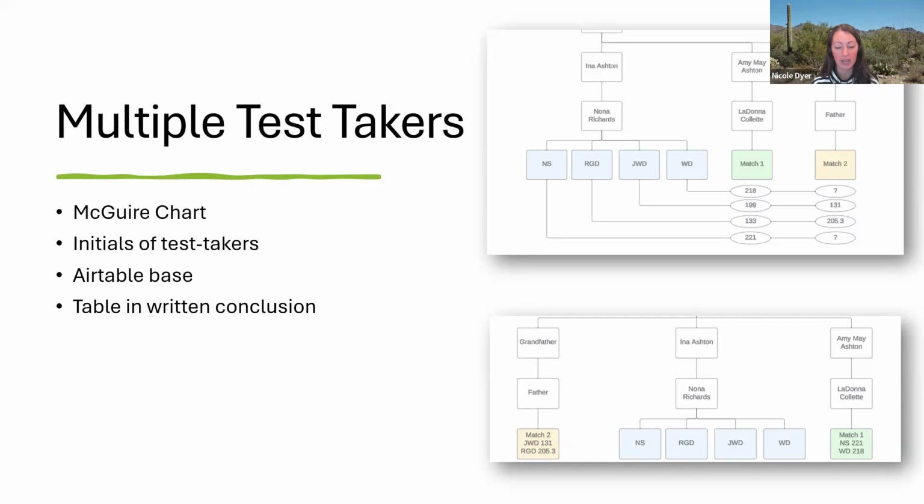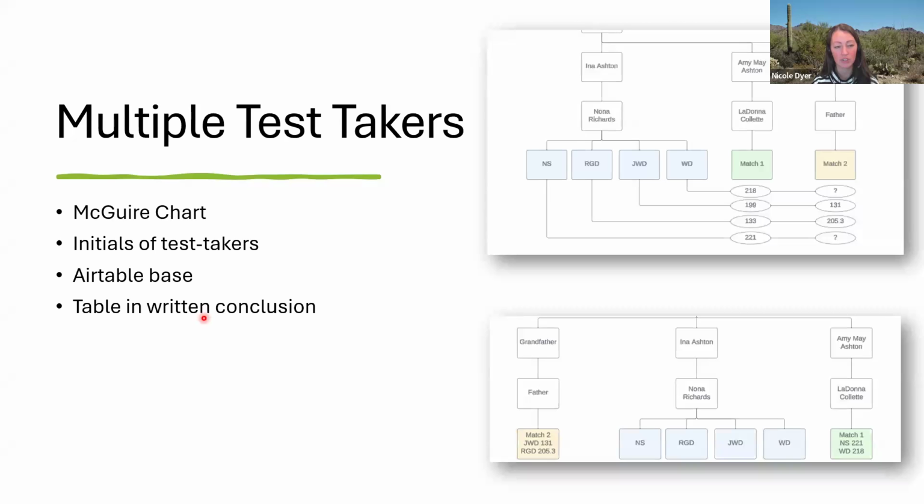A McGuire chart can help you to track the amounts of shared DNA with multiple test takers. This is what a McGuire chart looks like. This is a very abbreviated, simple one with only 2 matches, but you can see the lines from the test takers go over and show you how much DNA is shared with that match instead of putting it all in the box. Another thing you can do is use initials, and you can also just keep track of the amounts of shared DNA only in your Airtable base and not in your diagram. Then you can take that information and put it into a table in your written conclusion.